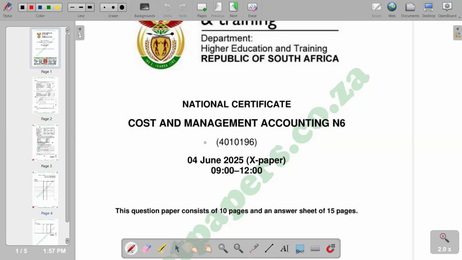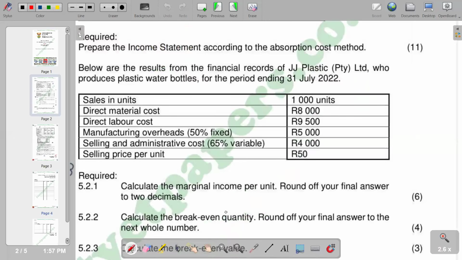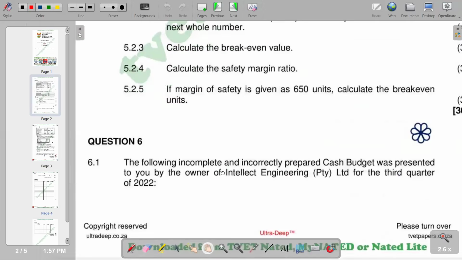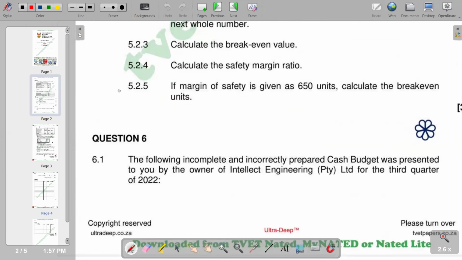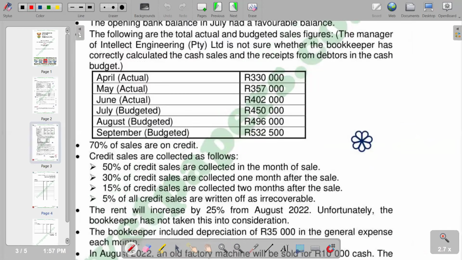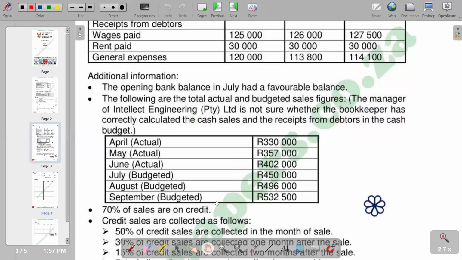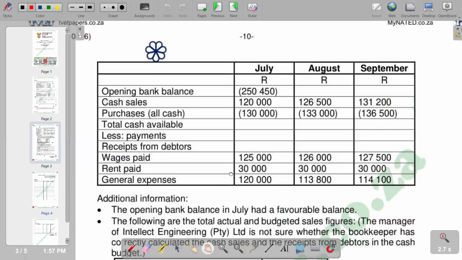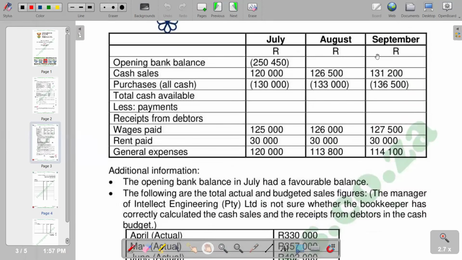In this video, I want to look at a question from June 2025, on budgets and the preparation of the data collection schedule. We're going to look at question 6, which reads that the following incomplete and incorrectly prepared cash budget was presented to you by the owner of Intellect Engineering Private Limited for the third quarter of 2022. We are given the information for July, August, and September.